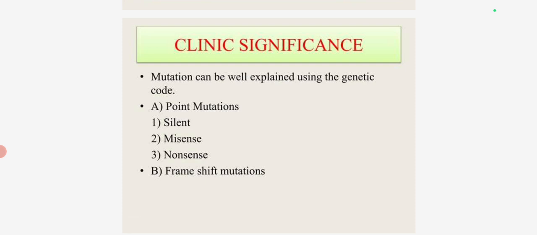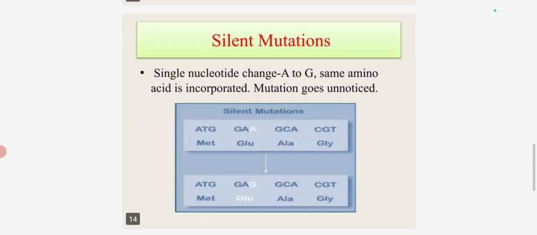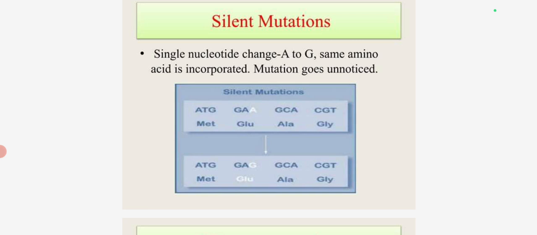Next, clinical significance. Mutation can be well explained using the genetic code. Here, two types of mutation. First one is point mutation, which is further classified as silent, missense and also nonsense. Second category, frameshift mutations. First one, silent mutation. A single nucleotide change, for example A to G, the same amino acid is incorporated, so the mutation goes unnoticed.